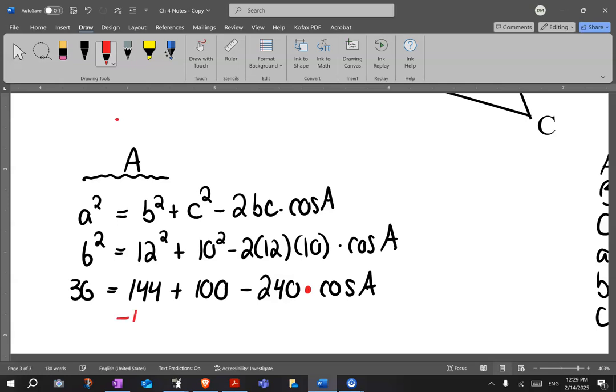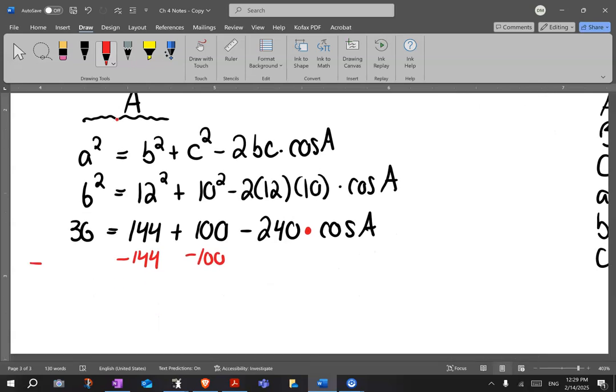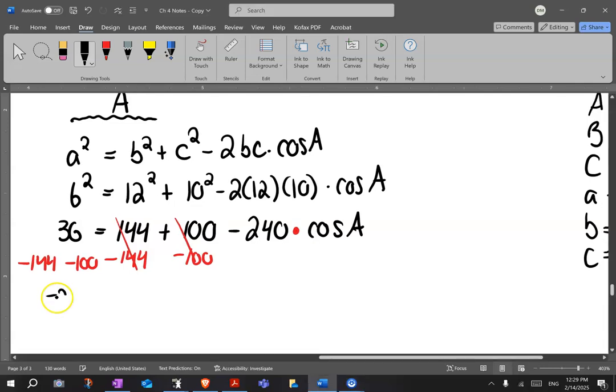So I can do the first two. I can subtract the 144. It's just a positive 144 and a positive 100 that are being added to this thing. So I'm going to subtract them. 144 and 100, so those are gone. That's going to be a bigger number. Let's just double check. Negative 208. And then on this side, I got a negative 240 cos A.